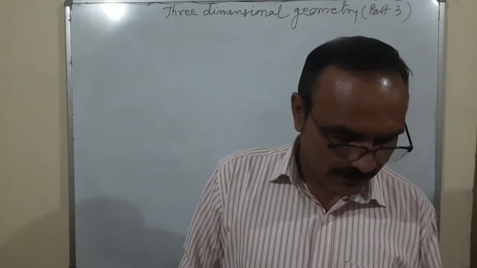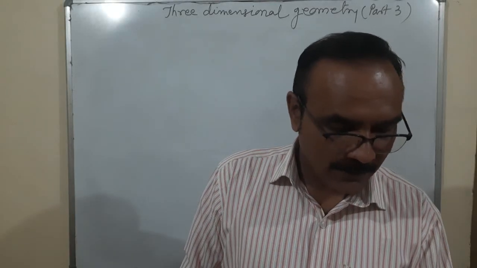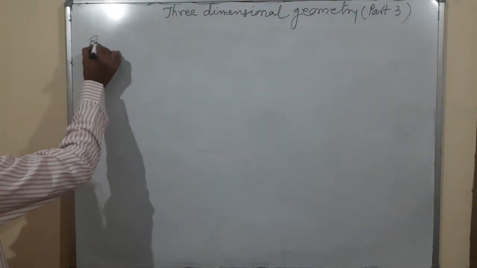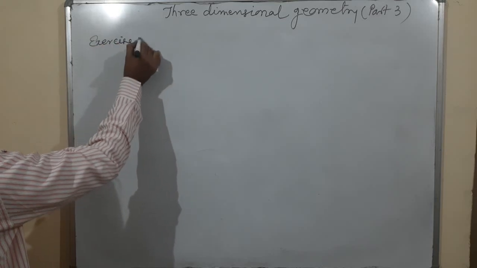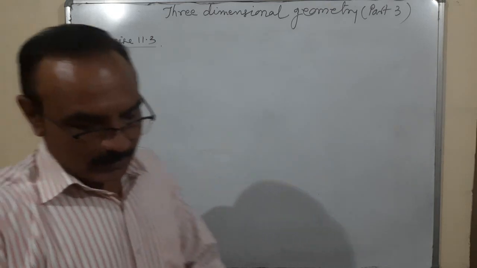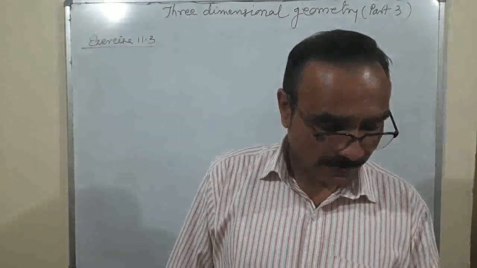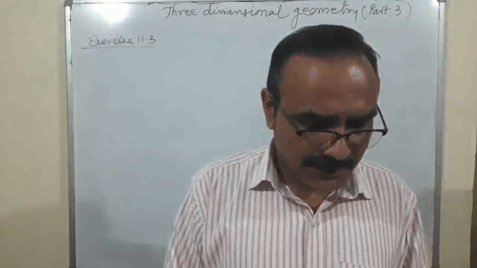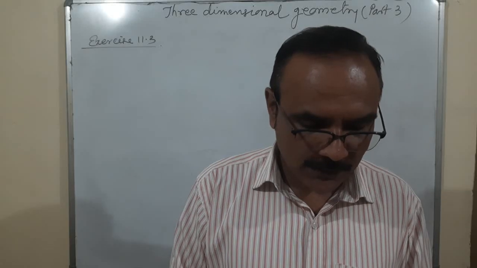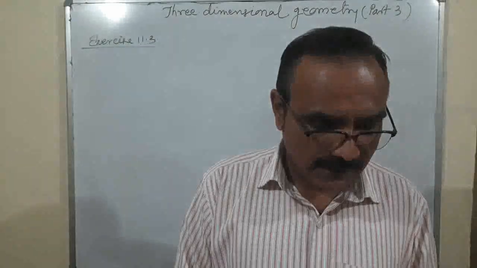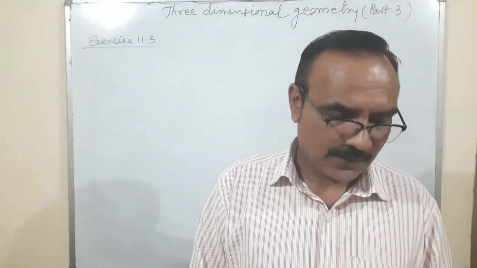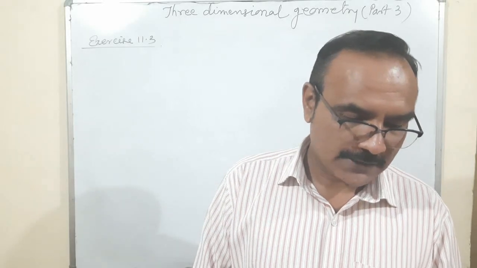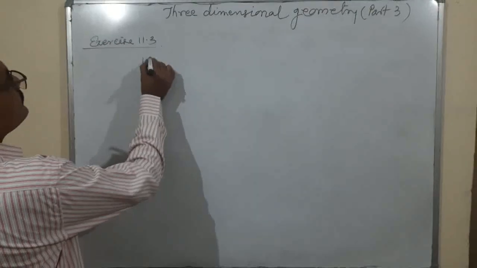Now we can continue. We can start this Exercise 11.3. Some questions I am taking, because we have discussed all the formulae, only you have to put the values in the formulae. In each of the following cases, determine the direction cosines of the normal of the plane and the distance from the origin. First question, part A.